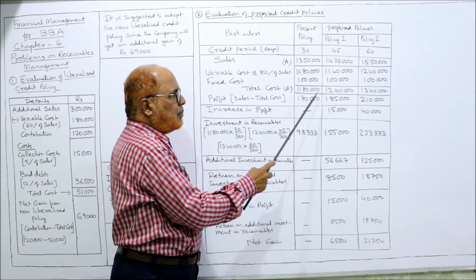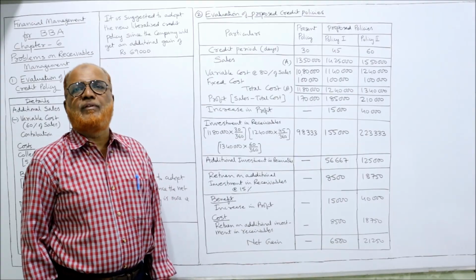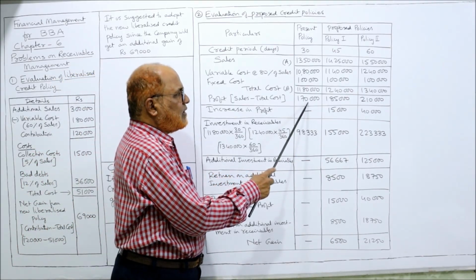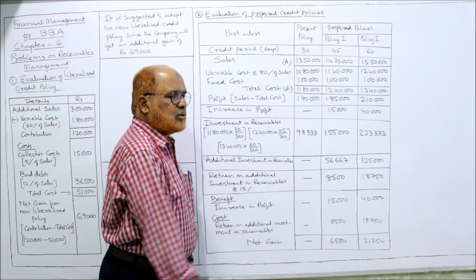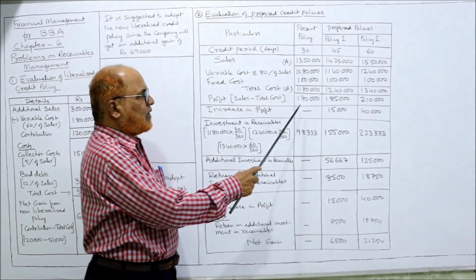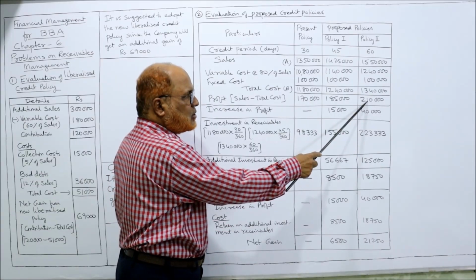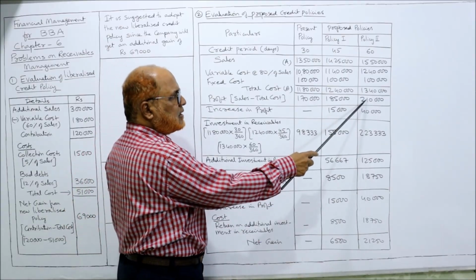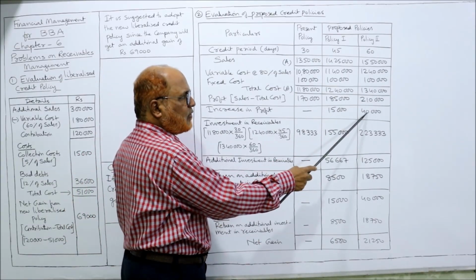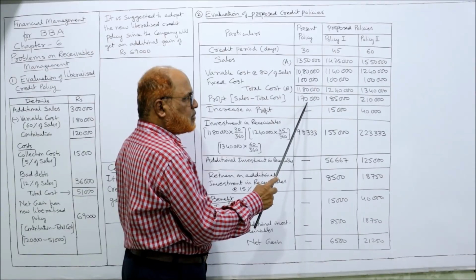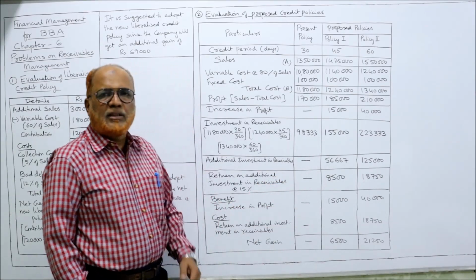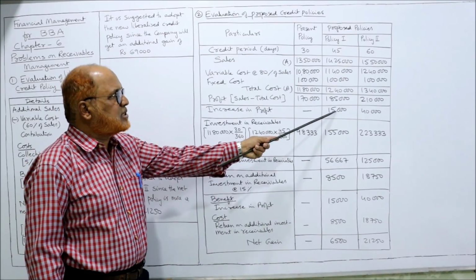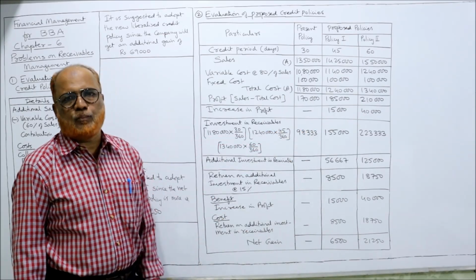So 185 minus 170, you will get 15,000. So the increase in profit is from 170 to 185. So 15,000 is the profit. Similarly, from 1,70,000 to 2,10,000, the incremental profit is 40,000. You can take 2,10,000 minus 170,000, you will get 40,000. 185,000 minus 170,000, it is 15,000. These are the increases in profit if we adopt proposed policy 1 or proposed policy 2.